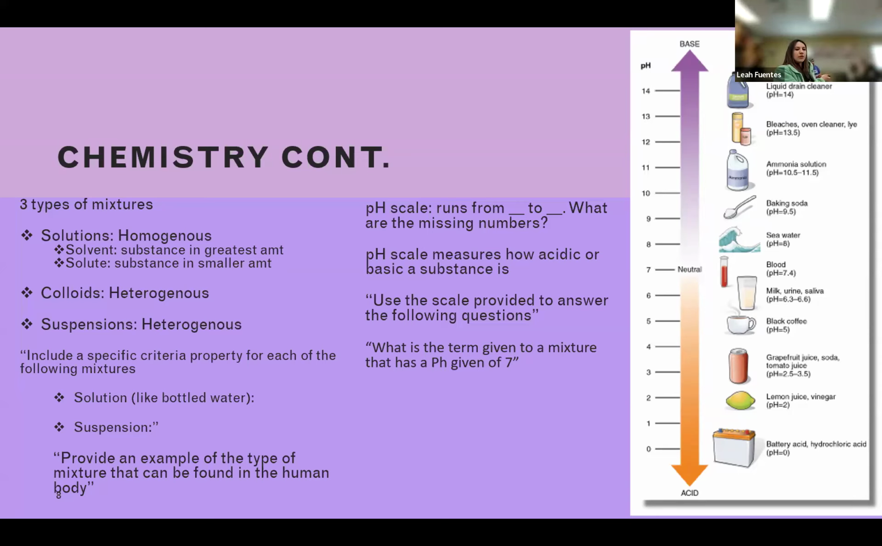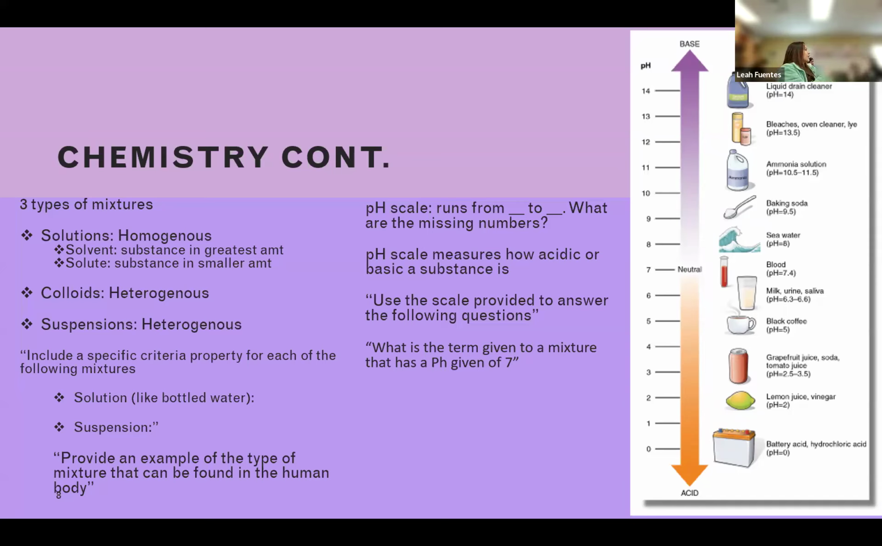And then an example of the way this will show up on your lab exam. Include a specific criteria property for each of the following mixtures. A solution like bottled water. What is a specific criteria property? A larger amount, is that what you said? Larger amount. You could say larger amounts. Another one word answer, homogeneous. And then suspension, what is a criteria property? Heterogeneous, yeah. So that would probably be the easiest answer to give, just straight up describing it.